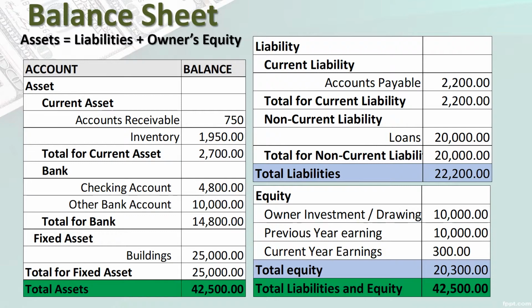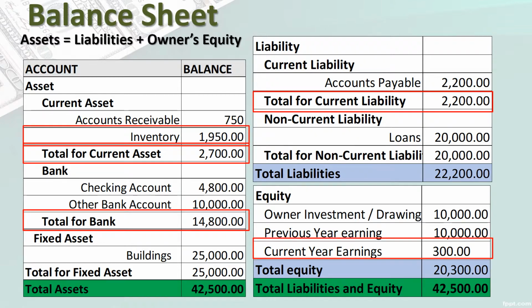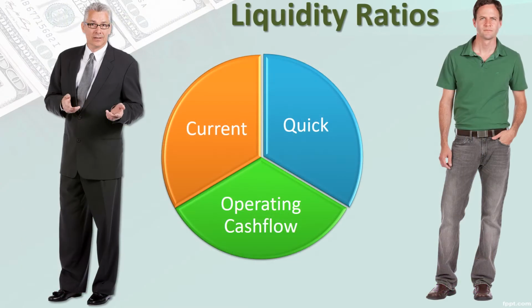Now, everything that we need to calculate these ratios we find on the balance sheet. The balance sheet shows current assets, cash, current liabilities, inventory, and our current income. In our lesson creating a balance sheet, we created a balance sheet for XYZ from a ledger. Let's use that balance sheet to take a look at the ratios. Let's take a look at how XYZ stacks up.